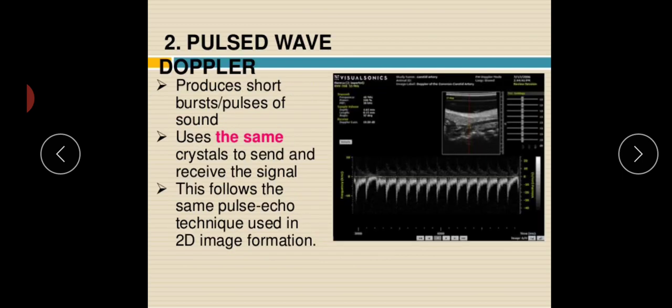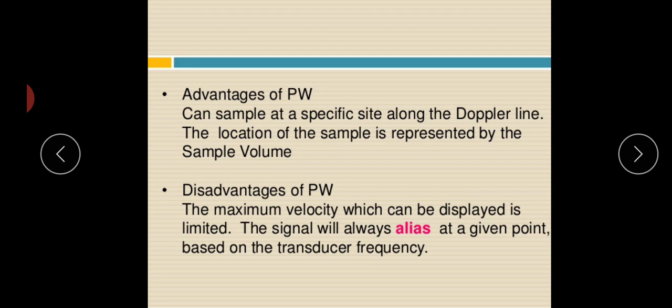Next is the pulse wave Doppler. It produces short burst pulses of sound and uses the same crystal to send and receive a signal, whereas continuous wave Doppler uses two different crystals to send and receive the signal. This follows the same pulse echo technique used in 2D image formation. Advantages of pulse wave Doppler: it can sample at a specific site along the Doppler line. The location of the sample is represented by the sample volume.